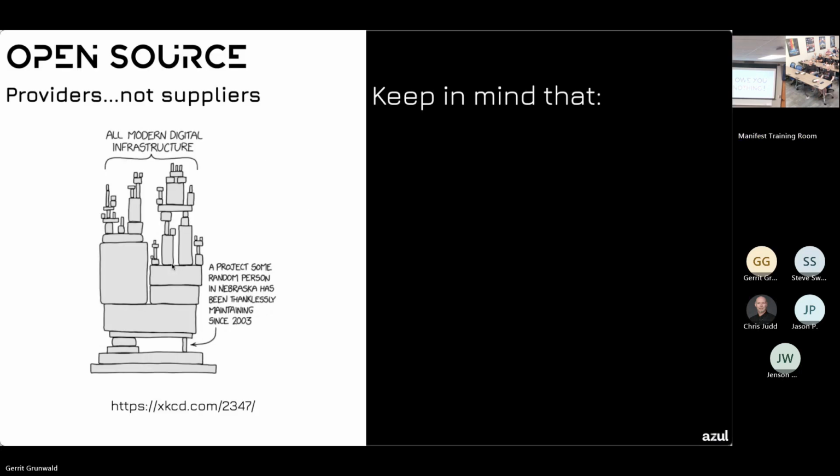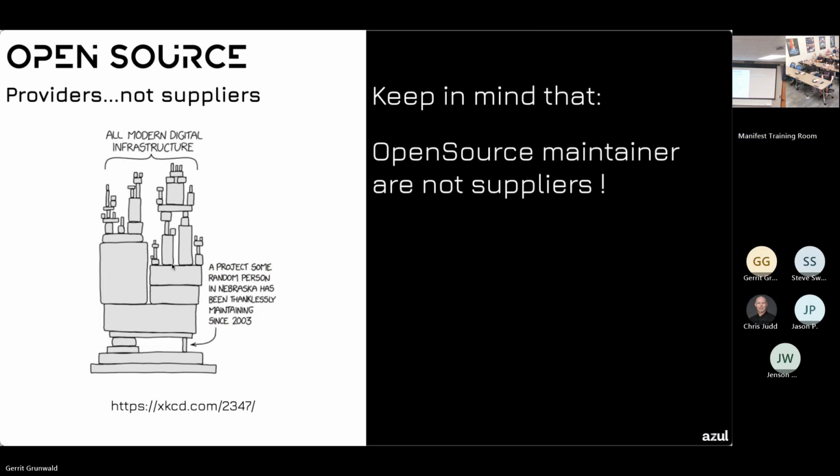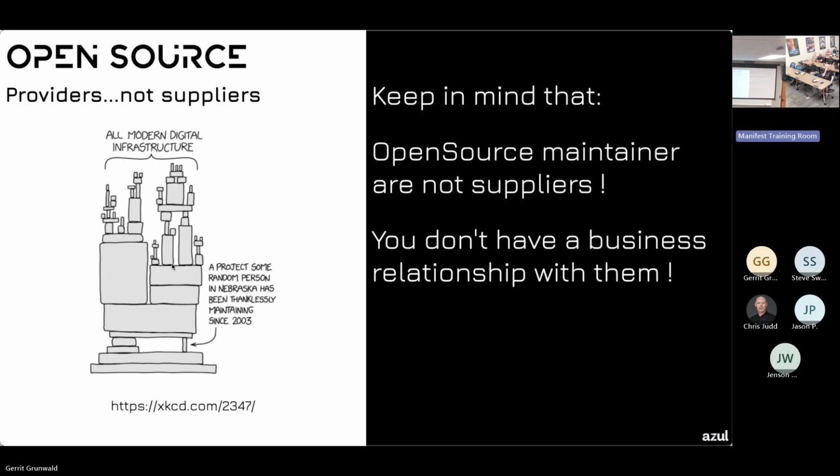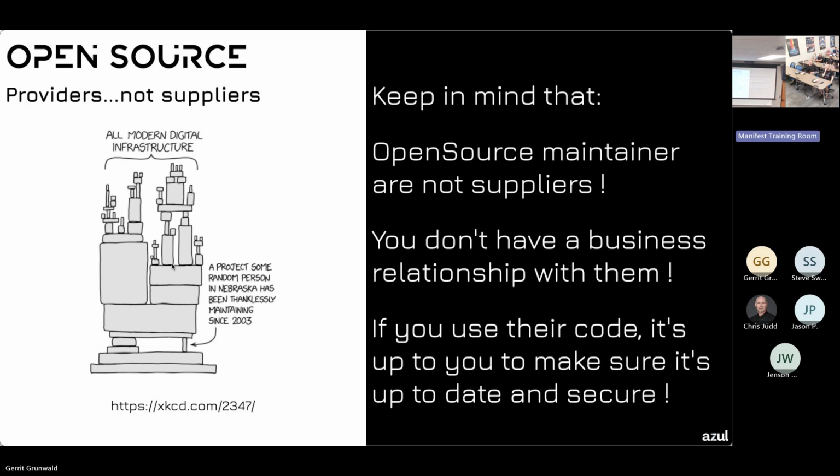It doesn't mean we come to that, right? You probably know this stuff from XKCD. So you always have to keep in mind, open source maintainers are not suppliers. Right? You don't have any business relationship with them. You don't pay them for anything. So that means if you use open source software, you have to make sure that it works and that it's secure. It's not up to them.